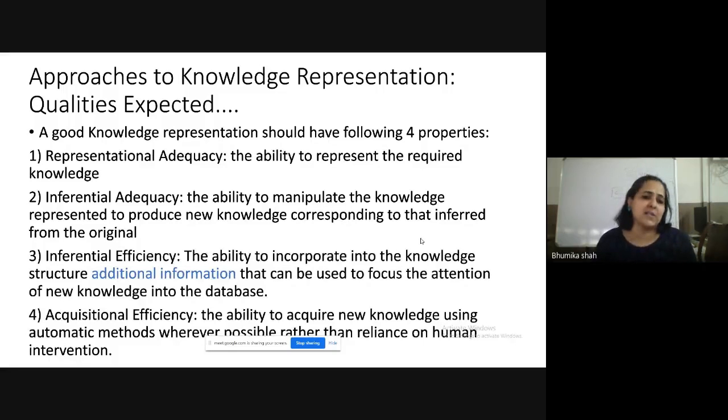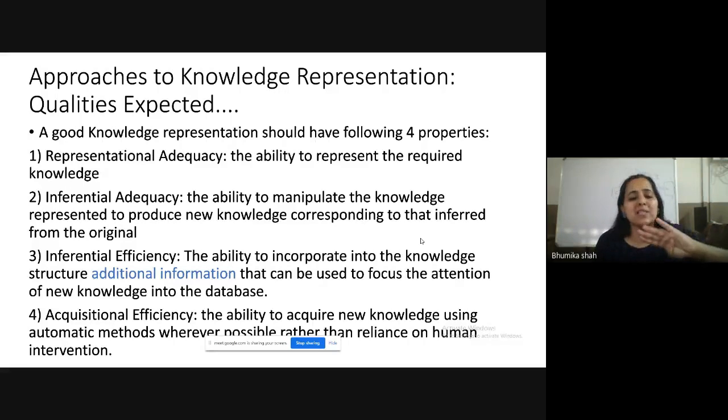Approaches to knowledge representation. Now there are two things that you need to understand. Approaches to knowledge representation is different, and qualities which these knowledge representation approaches should have, that is different. So right now what I am discussing is qualities, desired qualities of good knowledge representation approaches. After that we are going to discuss different approaches for knowledge representation.